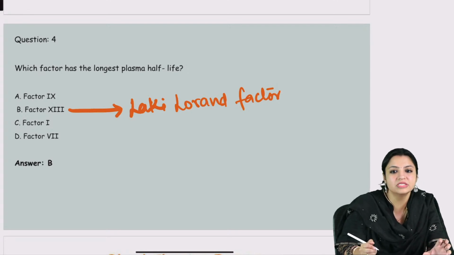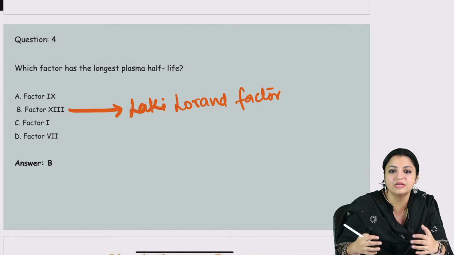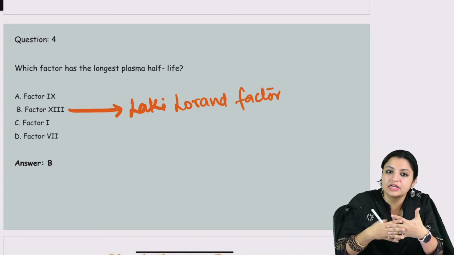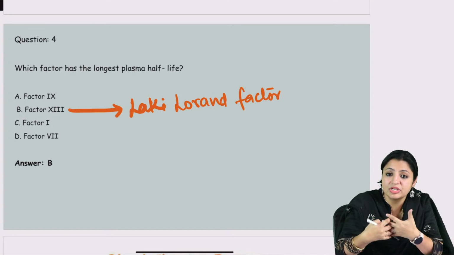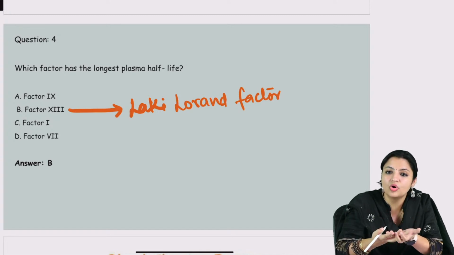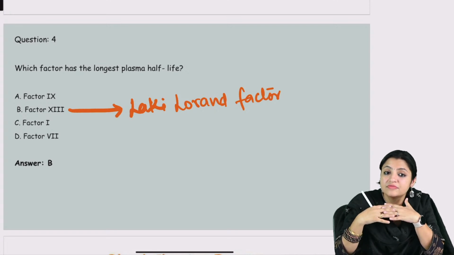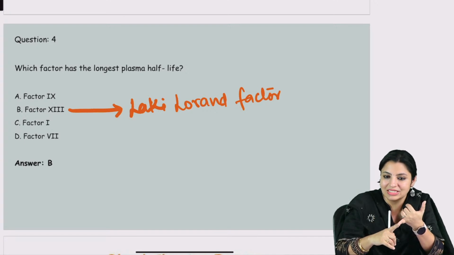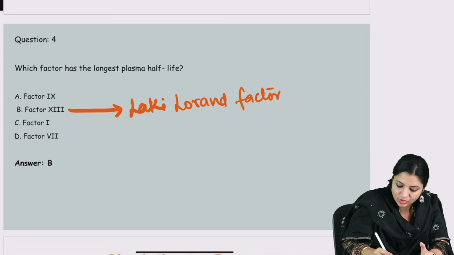So it helps in stabilization of the fibrin, it helps in cross-linking of the fibrin, and definitely factor 13 deficiency causes bleeding, especially umbilical cord stump bleeding in this group of patients. Factor 13 deficiency cannot be picked up by routine coagulation testing, PT or APTT. So you have to do a special test for this.